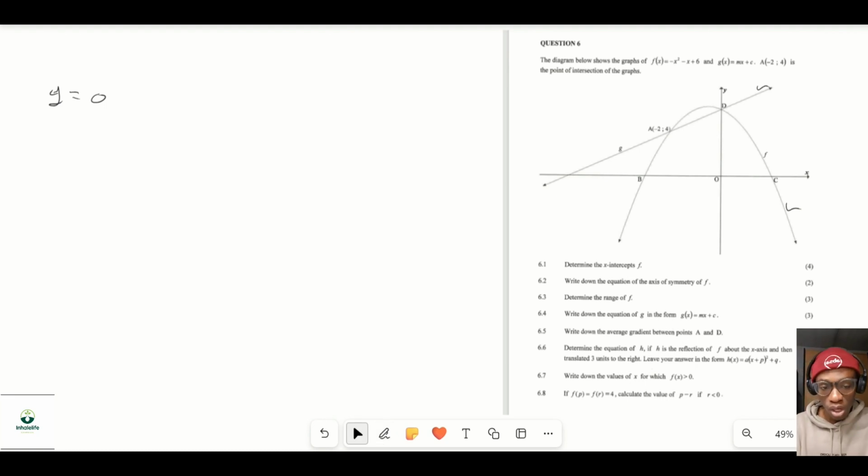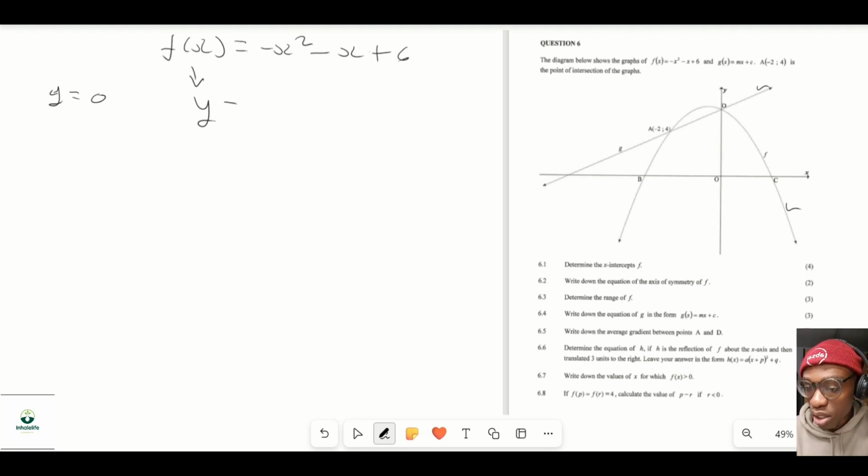Check this. We are given the expression f of x is equal to negative x squared minus x plus 6. We all know that f of x means y. If you don't know, now you know. So y is equal to negative x squared minus x plus 6.